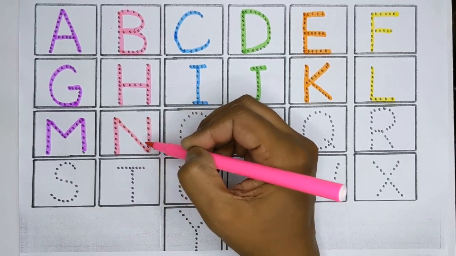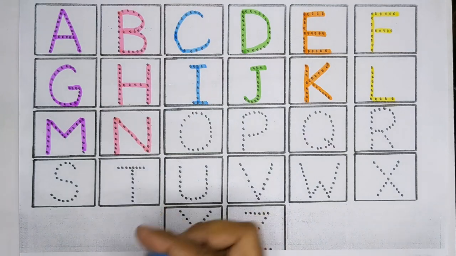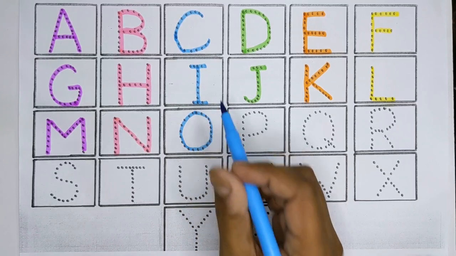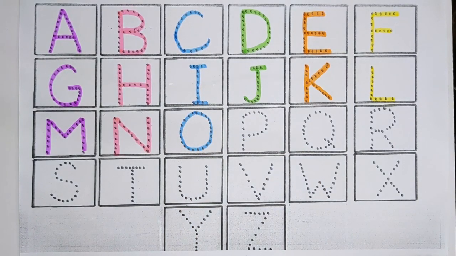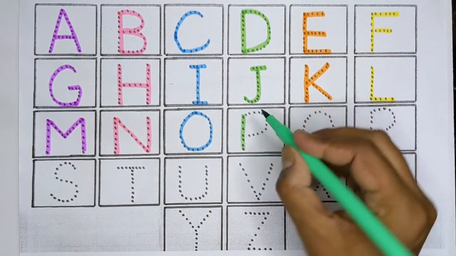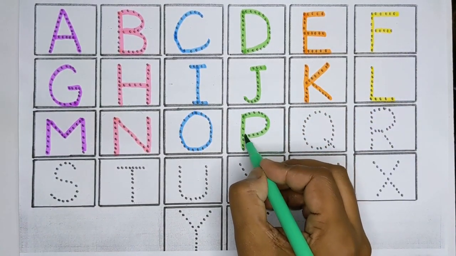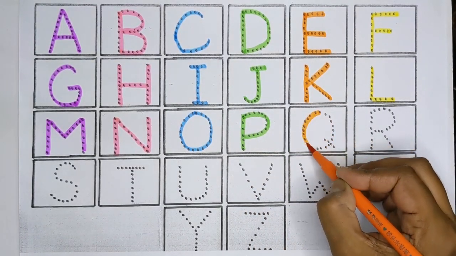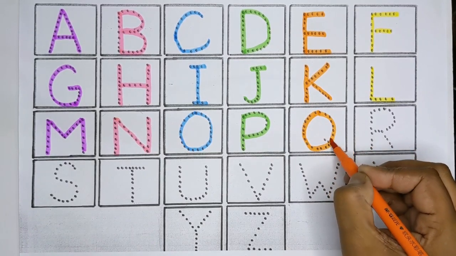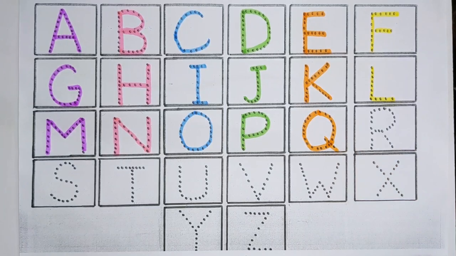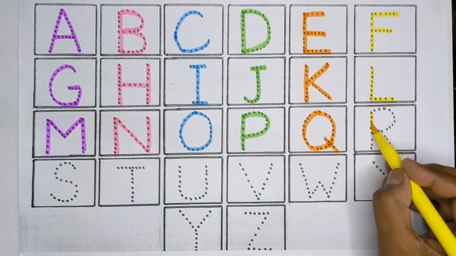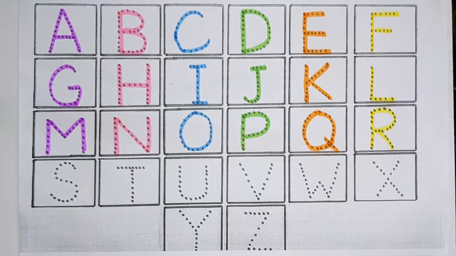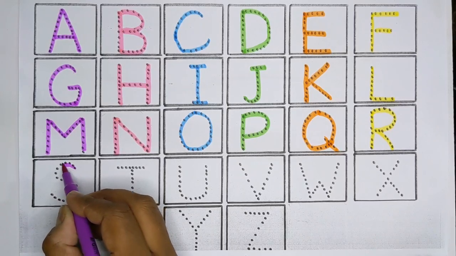N for night, sky blue color. O for octopus, light green color. P for pumpkin, orange color. Q for coin, yellow color. R for ring, light purple color.